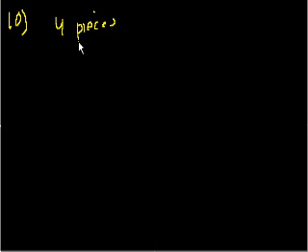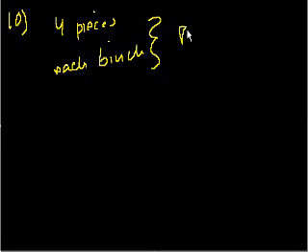Welcome back on problem number 10. Philip used 4 pieces of masking tape, each 6 inches long, to put up each of his posters. So that's 4 pieces, each 6 inches, per poster.